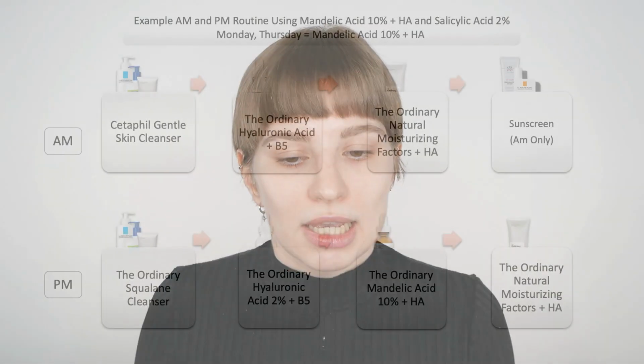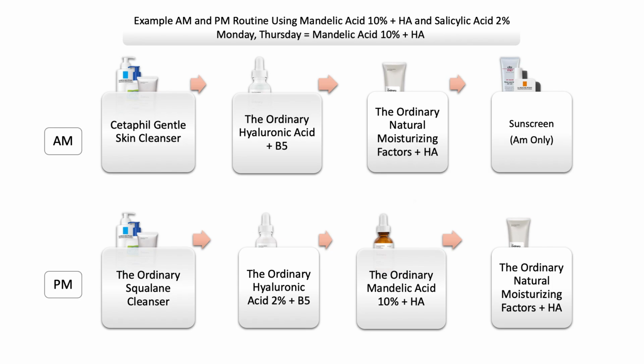So I want to give you an example right here also with mandelic acid as well as salicylic acid, since one is an AHA, the other one is a BHA. And both acids have also their benefits to it. So it can be quite beneficial when including both in your weekly routine, but maybe not best in the same routine. So therefore, an example routine could look like this, that you would use on Monday and Thursday, for example, mandelic acid, only twice per week.